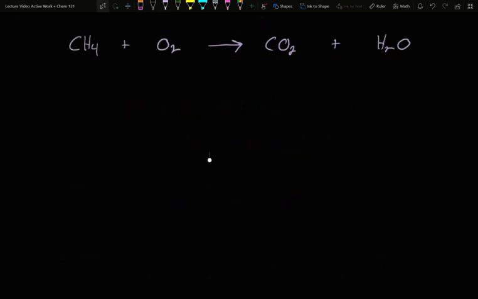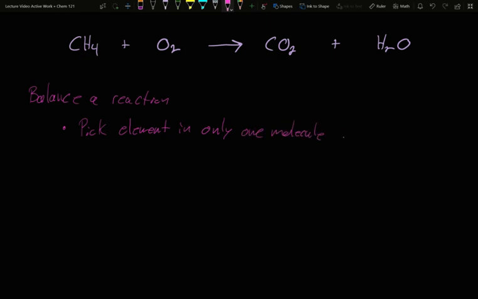Let's go back and explore our starting reaction. The simplest way to go about balancing a reaction is to pick an element in only 1 molecule on each side. So first thing we do, well, oxygen is only in O2 on the starting materials, but it's in both of my products, so that doesn't work. But hey, carbon starts in CH4 and it's only in CO2 on the end. So we can start with carbon.